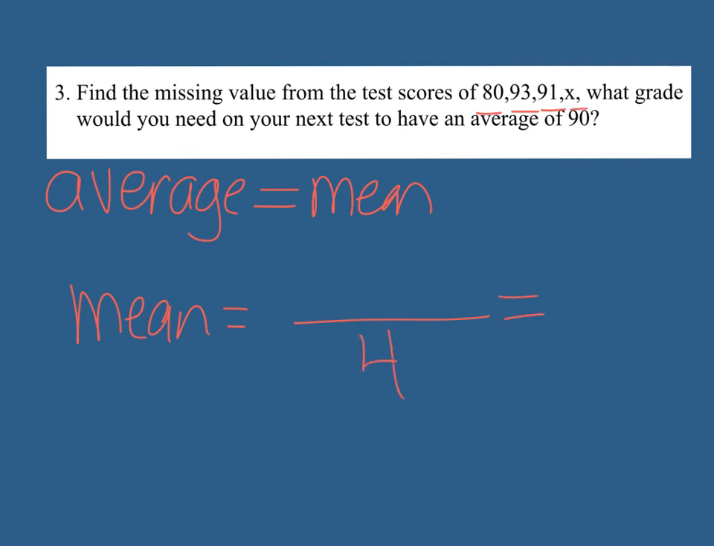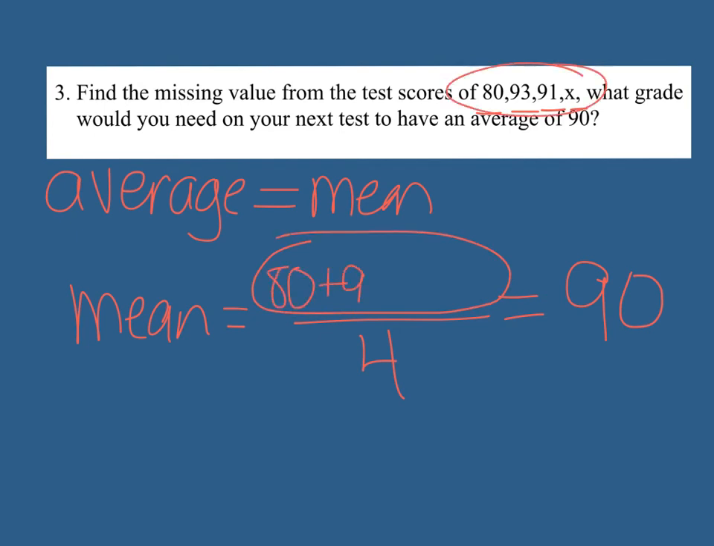Okay, now we want the average to be 90. So I want this here. Now again, up here, we have to add all of our numbers. So we have an 80 plus a 93 plus a 91 plus an unknown. So don't forget the unknown. Make sure that you have 4 here and you have 4 there. Make sure those match up.